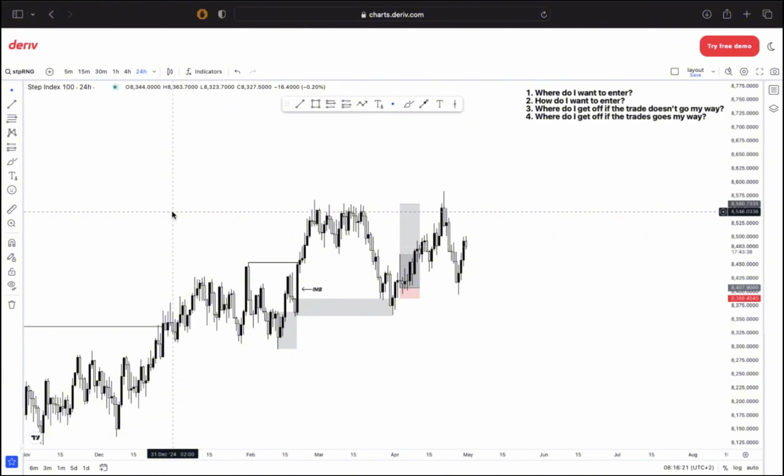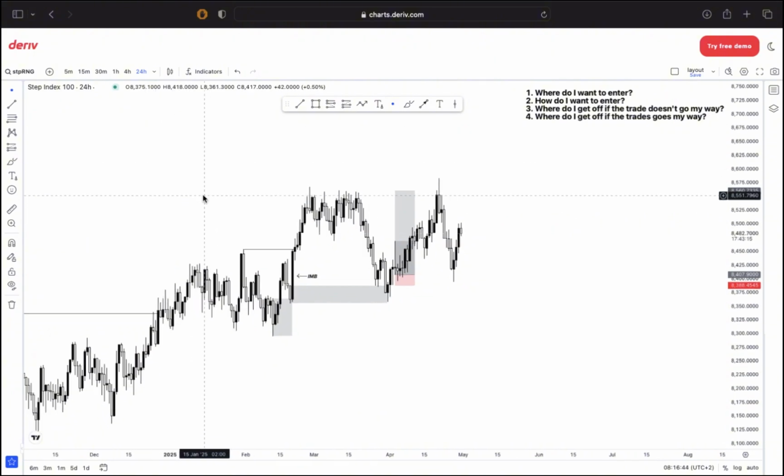So we already know where we would like to enter, and we already know how we would like to enter, and we already know where to get off if the trade doesn't go our way, and we already know where to get off if the trade goes our way. Now if we scale down to the lower time frames, what we are trying to do basically is to try and minimize our stop loss range. Now how can we go about doing that? So we already know that, okay, we want to enter when price taps into this particular order block.